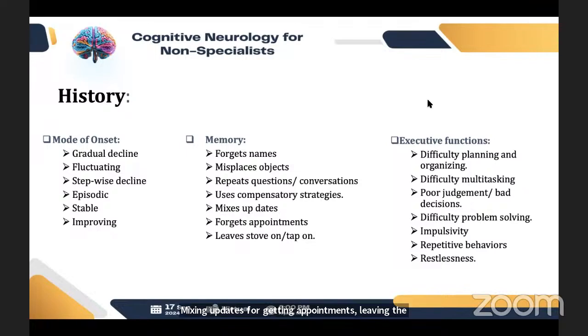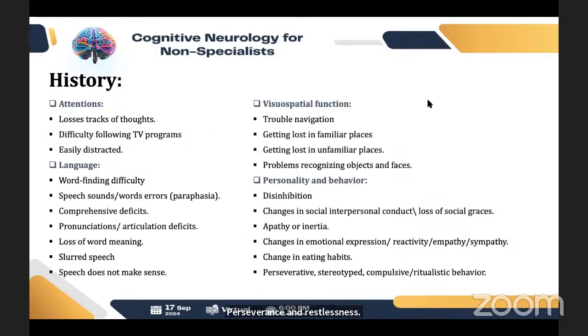Executive dysfunction, like difficulty planning and organizing, someone who is always able to plan big events in the family, trips on summer vacation, who's unable to do that anymore. Multitasking, so a mother who is able to do several things at the same time, like taking care of children and cooking, who's unable to do that anymore. Poor judgment, bad decisions, difficulty with problem solving, impulsivity, repetitive and stereotyped behavior, perseveration, and restlessness could signal executive dysfunction.